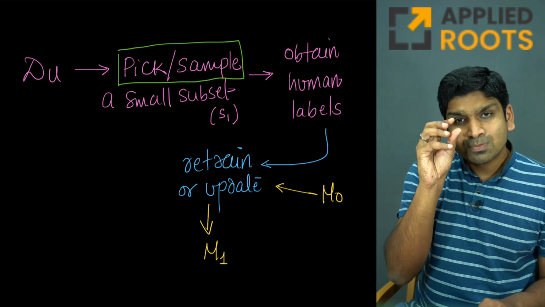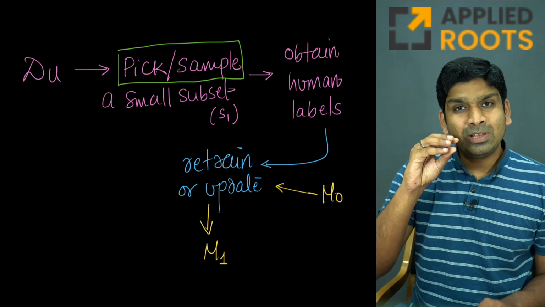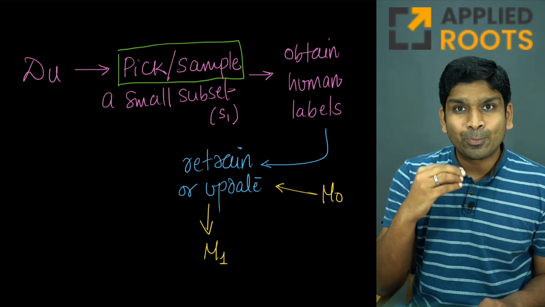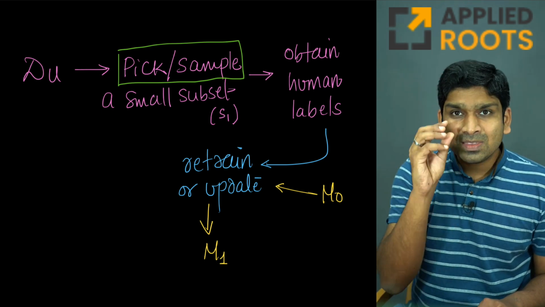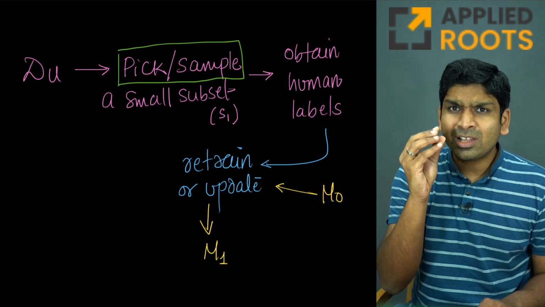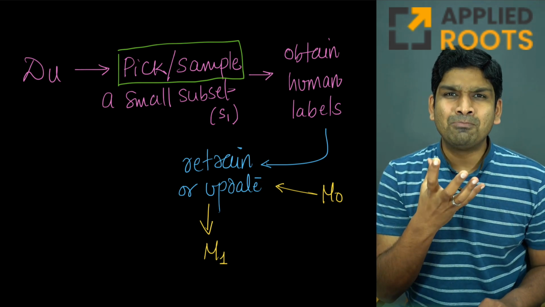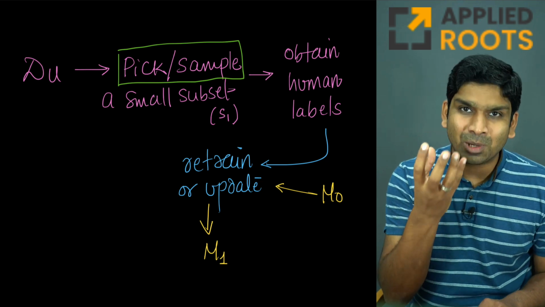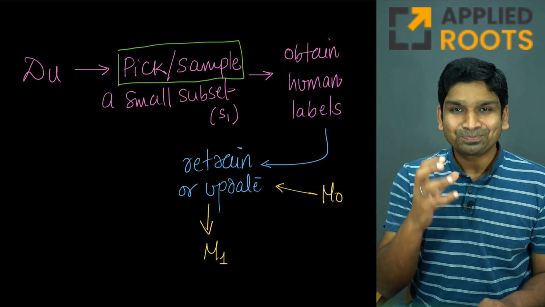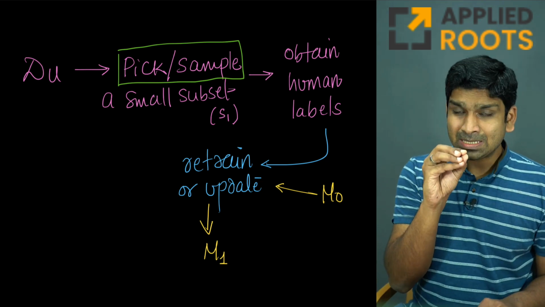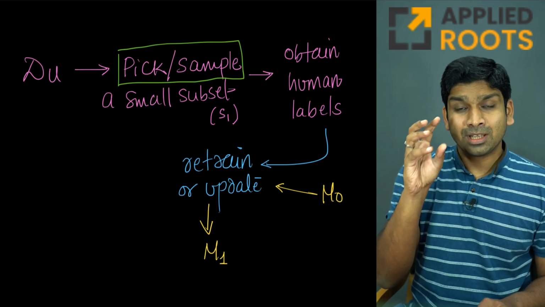Now, for this small subset S1, we will pass them through human experts and obtain the manual labels. Again, this S1 is typically small. It's significantly smaller than the whole unlabeled data. It's typically 1% or 0.1% of the whole unlabeled data. We smartly pick this and we obtain human labels.